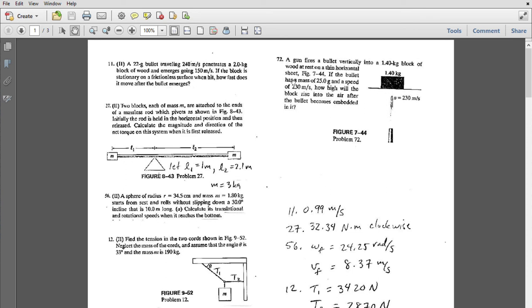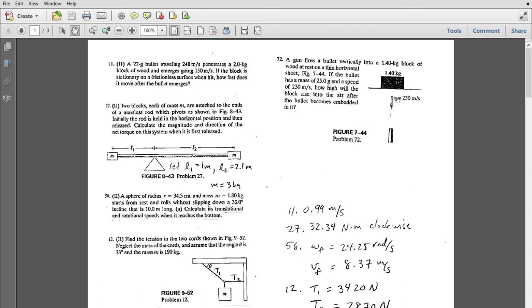A gun fires a bullet vertically into a 1.4 kilogram block of wood at rest on a thin horizontal sheet. So it's like it's sitting on a piece of newspaper or something like that, being supported there. And the bullet has a mass of 25 grams and a speed of 240 meters per second initially. It then gets embedded in the block, and the block plus the bullet rises into the air. So we're going to use conservation of momentum in that completely inelastic collision.